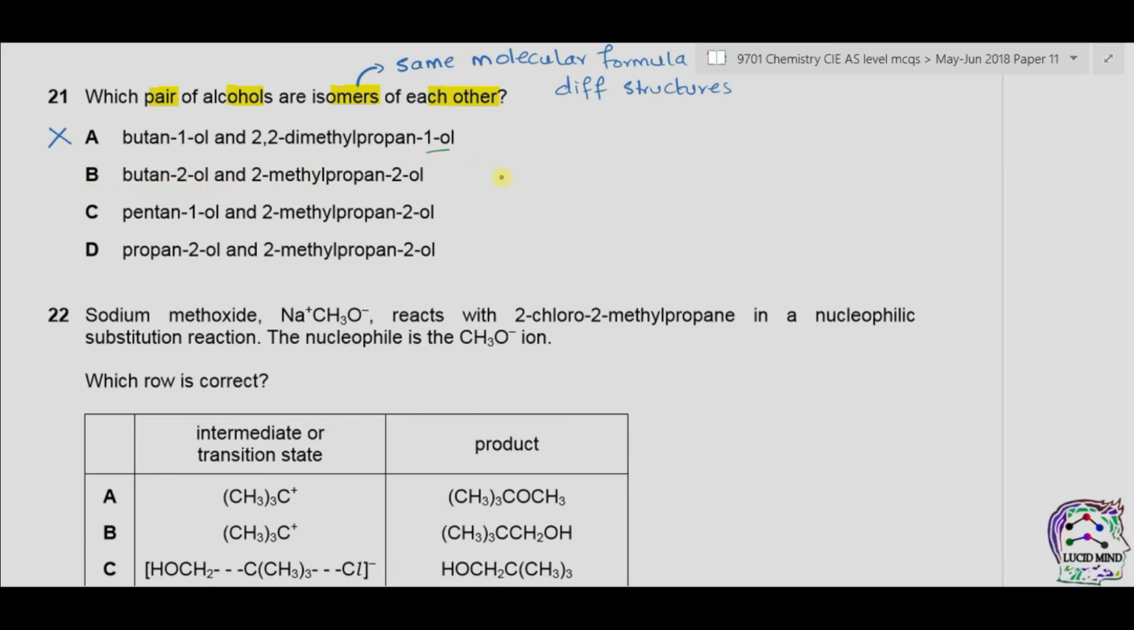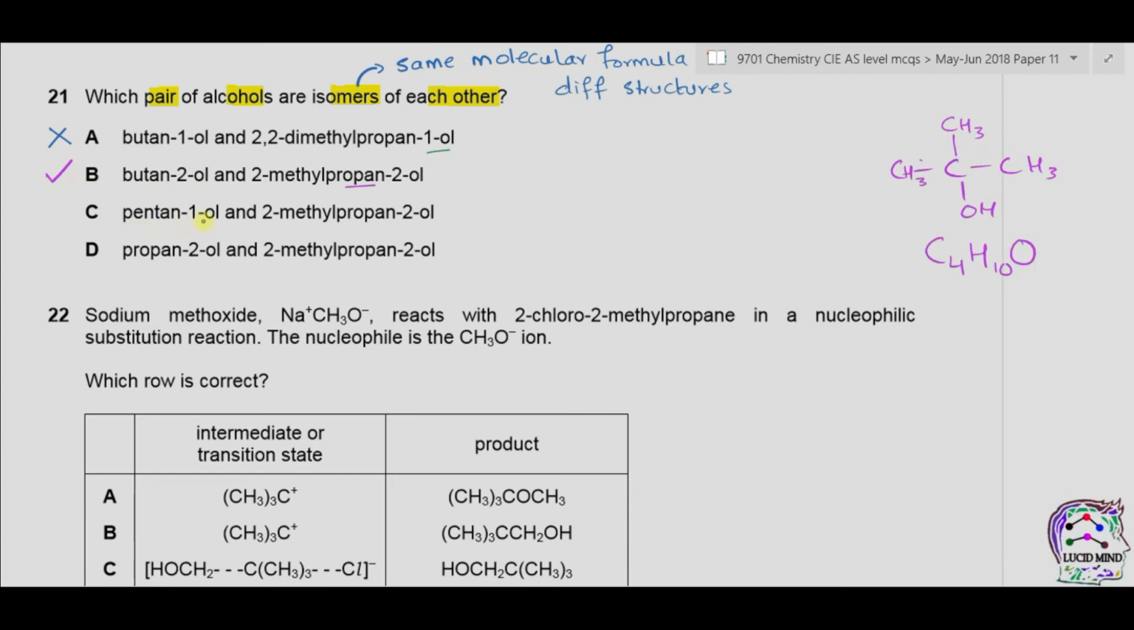In B we have butan-2-ol. We have 4 carbon atoms in butane, and on the second carbon atom we have the OH functional group. The rest are hydrogen atoms. The molecular formula is C4H10O. Second is 2-methylpropan-2-ol. As we have propane, there are 3 carbon atoms in the long chain. On the second carbon we have a methyl group and also an OH group. The rest are hydrogen atoms. The molecular formula is C4H10O. As we can see, the structure is different and the molecular formula is the same, so B could be correct.